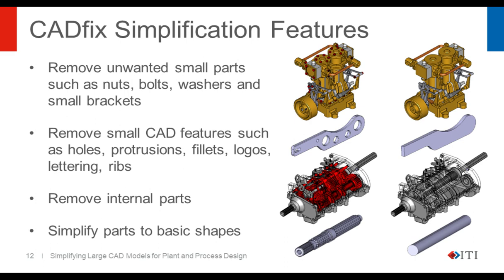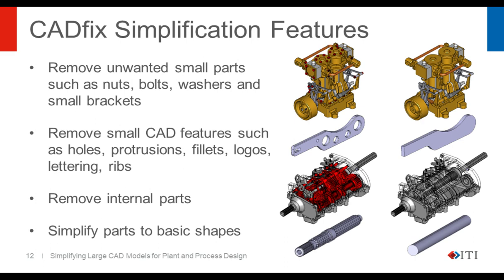We can also remove internal parts. So this is just showing a gearbox with a gear assembly inside. But none of those can be seen from the outside with the gear casing on. They're probably not relevant to the plant layout. So why have them in the model? Just remove them. Run a process to remove those internal parts that cannot be seen from the outside.